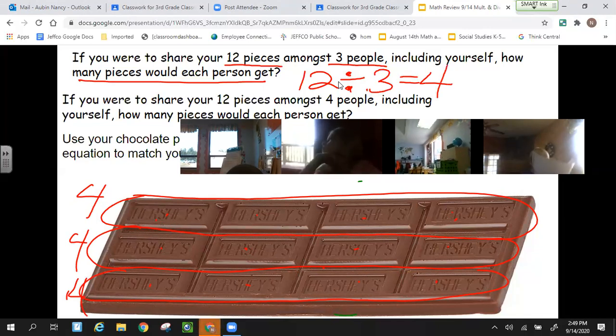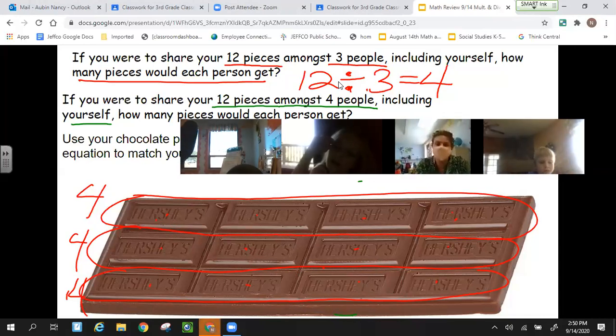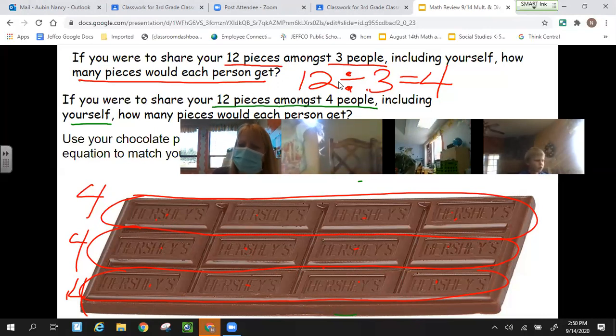4. Good job. Now, same idea, but this time you're going to share your 12 pieces amongst 4 people, including yourself. How many pieces would each person get? Use your objects or draw a picture, and let's see a division equation. You're still starting with 12, but this time you've got to share with 4 people, not 3. So hold up your board when you have it. I want to see those division equations at home. You've got 12 pieces. You're sharing them amongst 4 people. How are you going to do that? And how many would they each get? Hold it up when you got it.